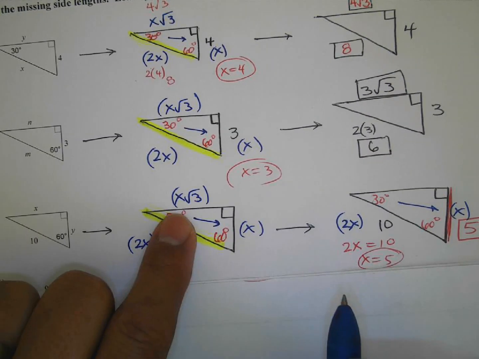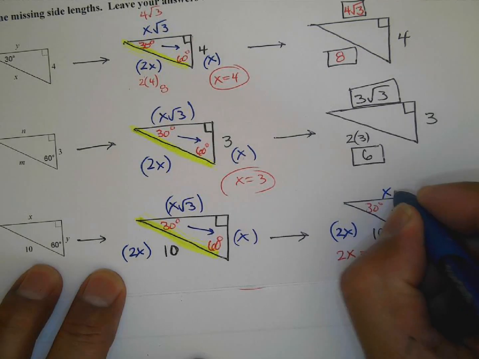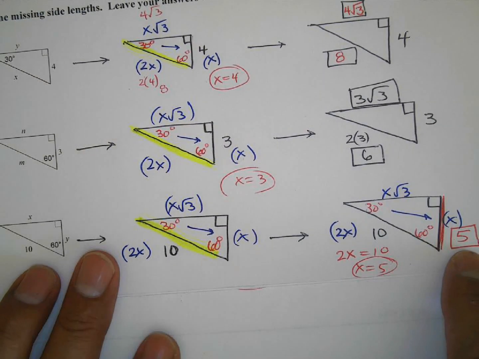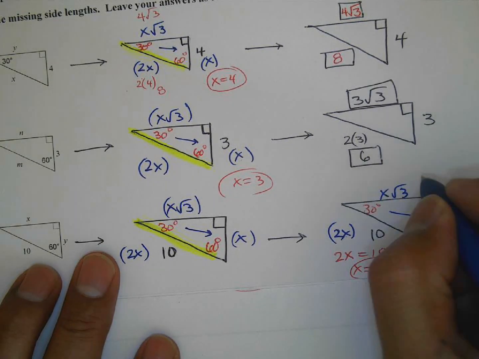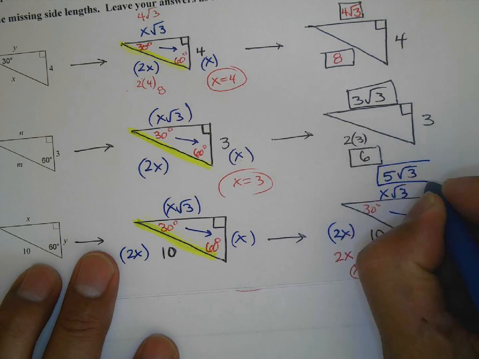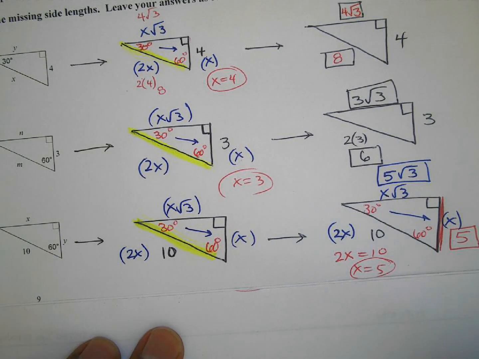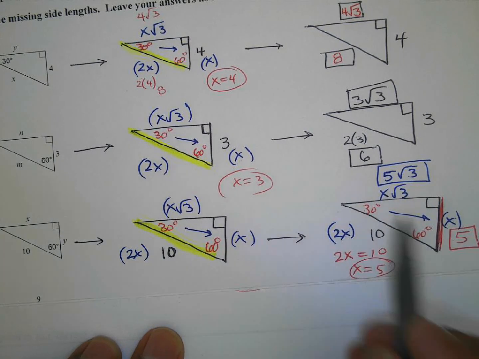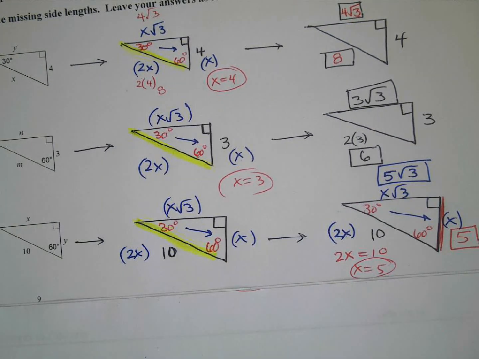And this side is what? Well, x root 3. X root 3, I already know what my value of x is. X is 5, so this is what? This is 5 root 3. That's the length and the measure of that side. This one was already 10. This one's 5, and this one's 5 root 3.